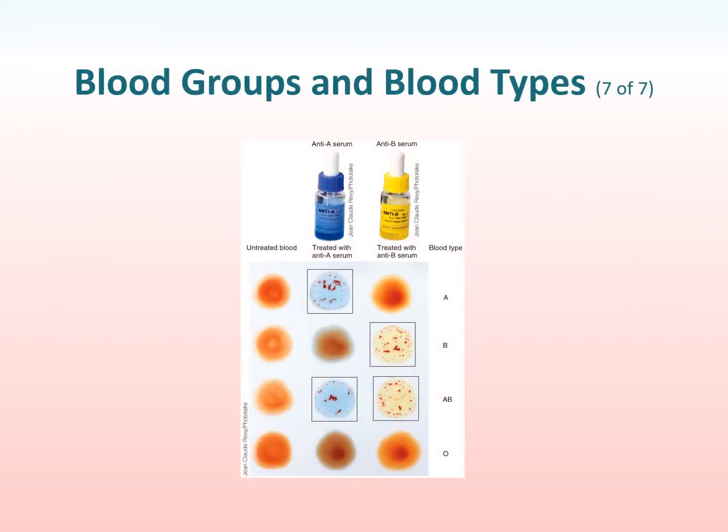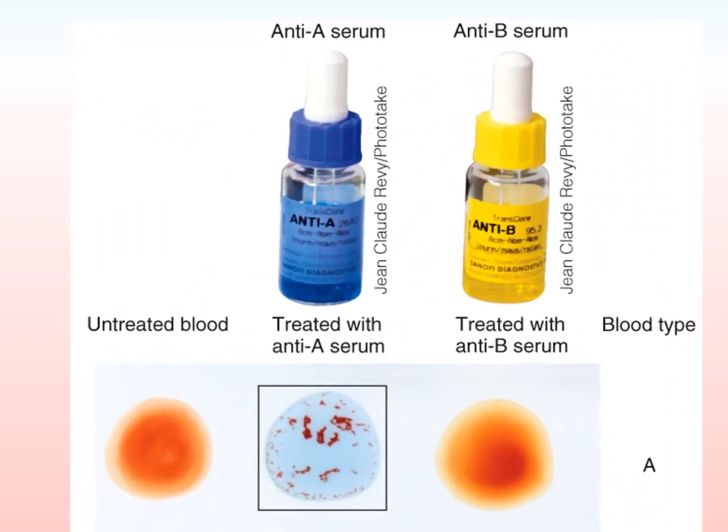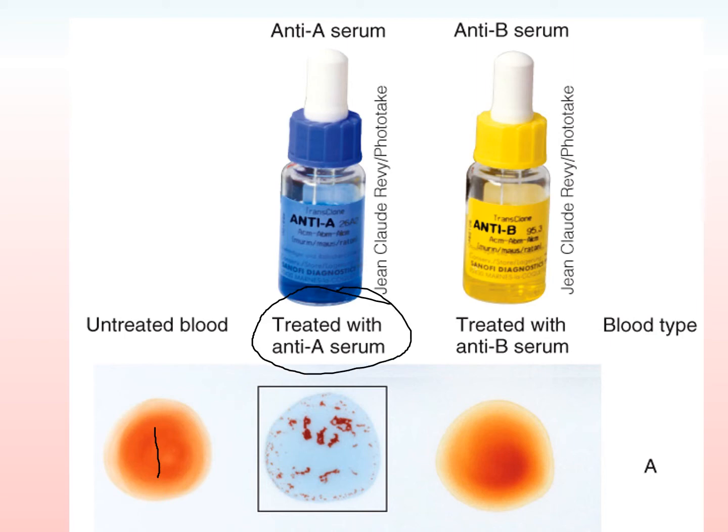And this is a lab that we normally do. This is person number 1. This is what their blood looks like. You treat them with anti-A serum and you see clumping. You treat them with anti-B serum, you see no clumping. So you have 3 drops of their blood, and the only one that clumped is the A, so they're blood type A.